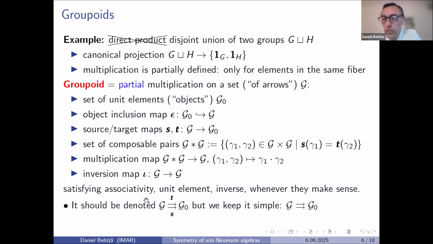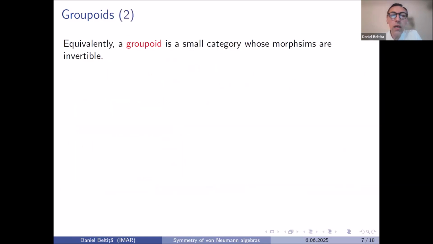I will denote the groupoid like this, but the two parallel arrows stand for the target and source. But I will never denote them T and S because we use the same notation for all groupoids. Other people denote the source and target by alpha and beta, or by other letters, but I will prefer source and target. So that is why I insisted to discuss this in detail.